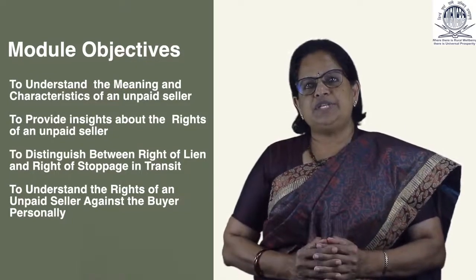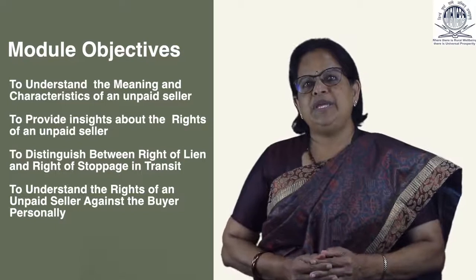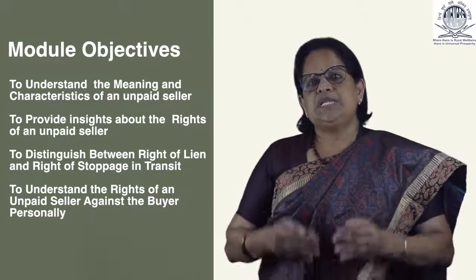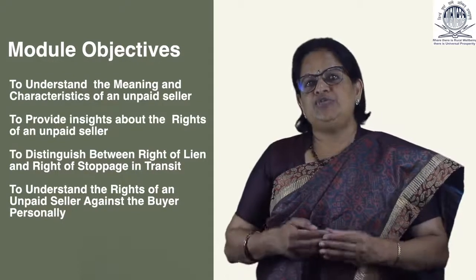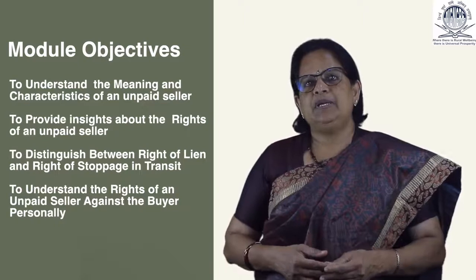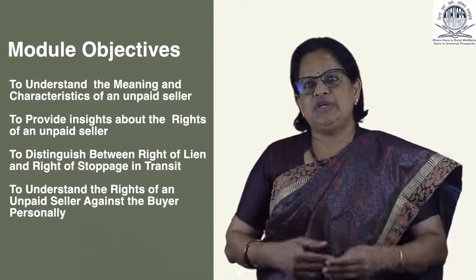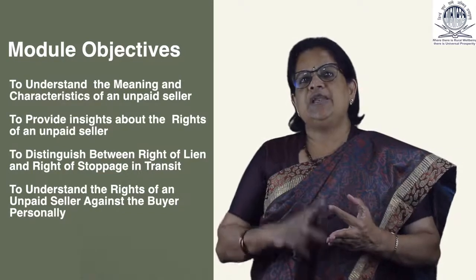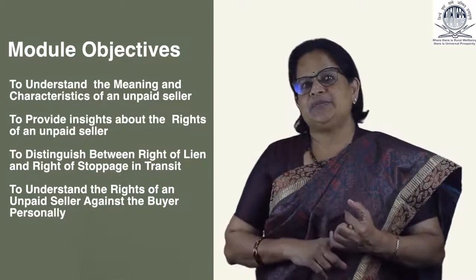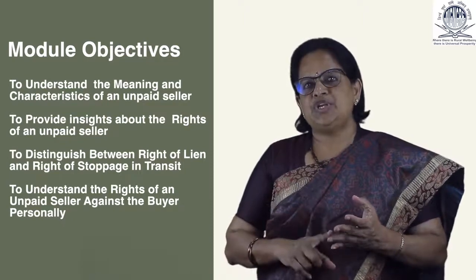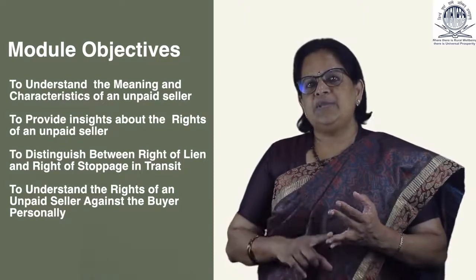The first objective is to provide the meaning and characteristics of an unpaid seller. Second objective is to give information about the rights of an unpaid seller. The third objective is to give the distinction between right of lien and right of stoppage in transit. The fourth objective is to provide information about the rights of an unpaid seller against the buyer personally.